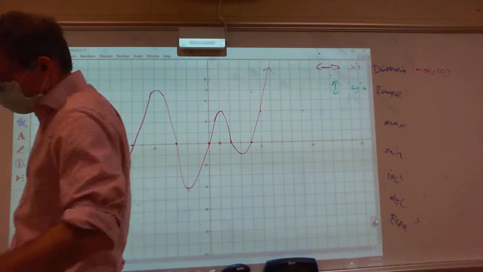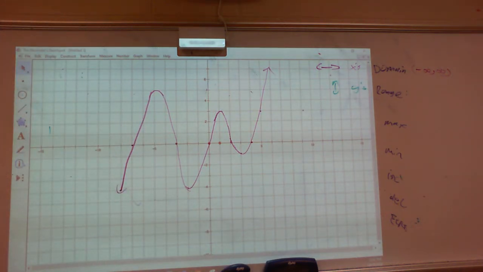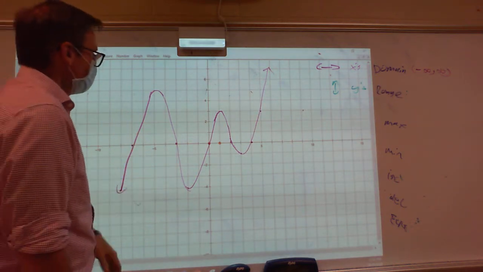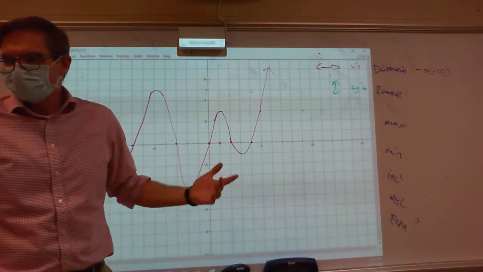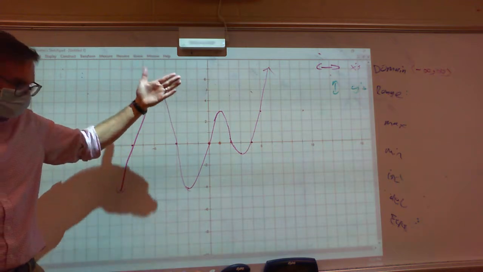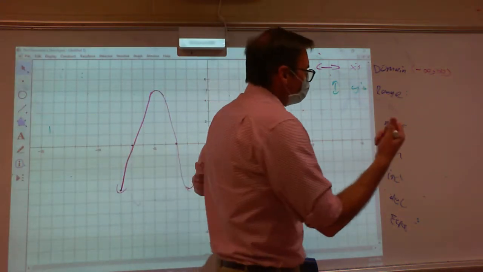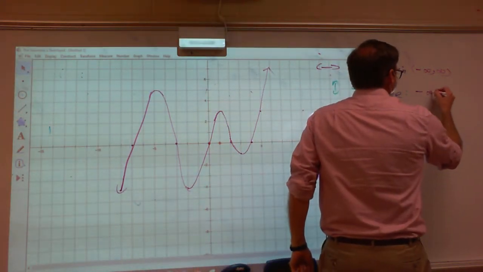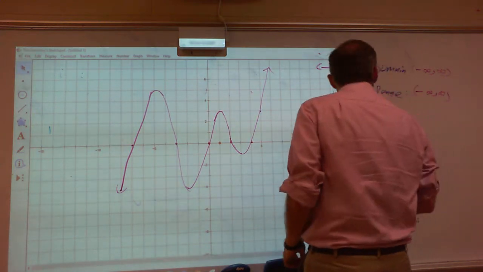Range. How far down does it go? All the way. How far up does it go? All the way, right? I know it's got these little peaks and valleys, but as far as range goes, how far down and how far up do we go? So our range is going to be from negative infinity to positive infinity, right?